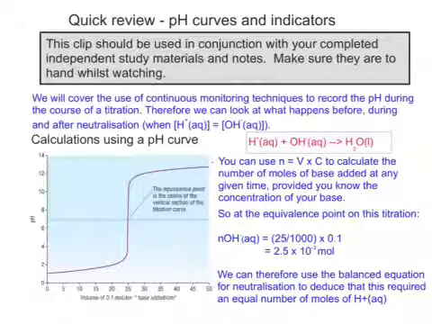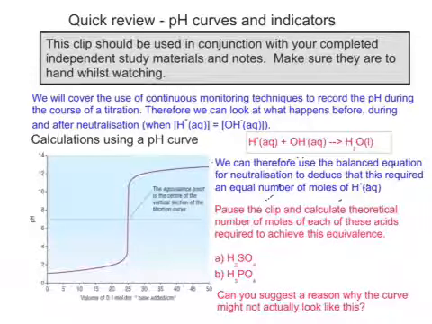And we can use the balanced equation for neutralisation, which I've popped up towards the top of the screen, to deduce that this required an equal number of moles of H+ in aqueous solution. So that would mean we can also make some deductions about the number of moles of acid required.